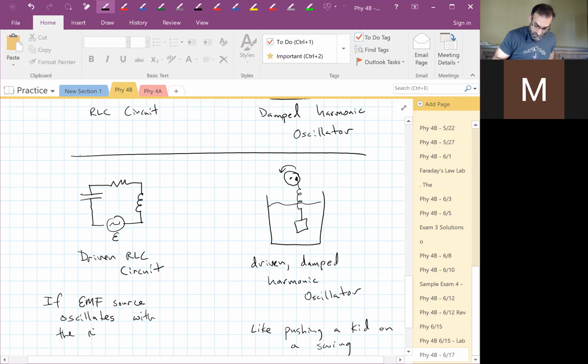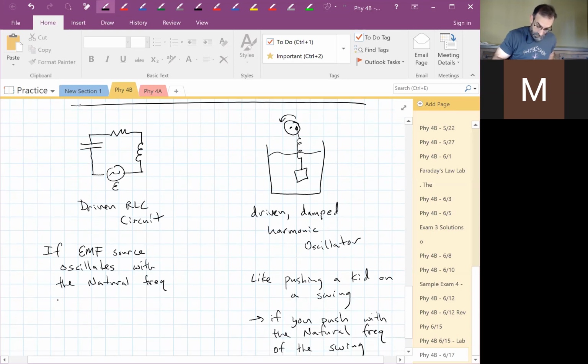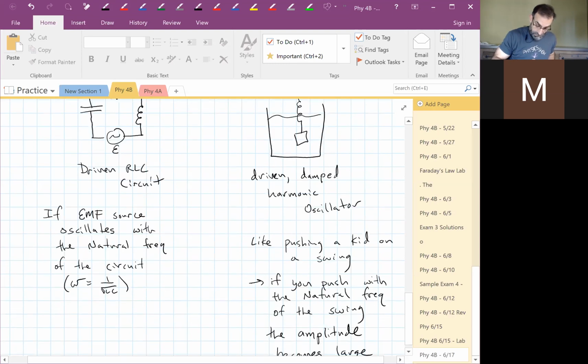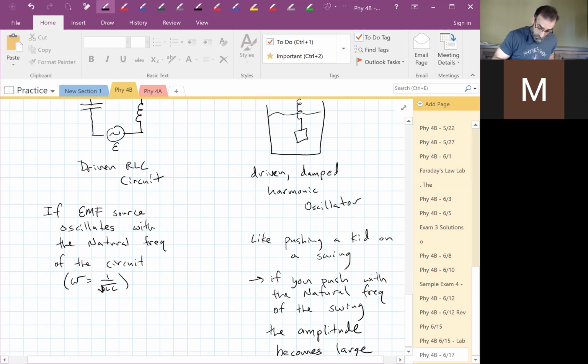With the natural frequency of the circuit. What is the natural frequency of the circuit? 1 over the square root of LC. That's a square root sign. The circuit responds with large current.